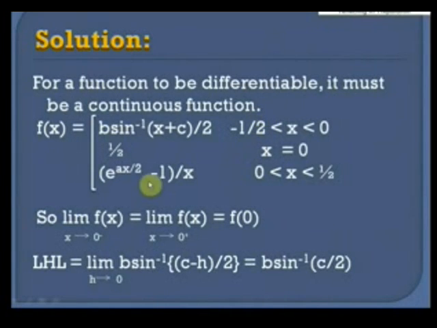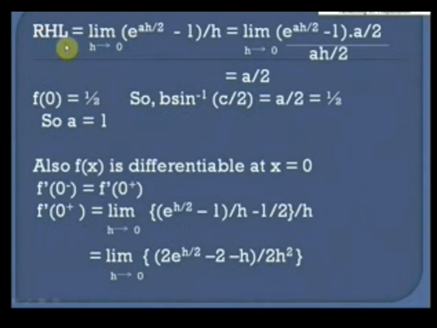This is the expression for f(x). Now first of all, this function should be continuous. So the left hand limit at the point x = 0 should be equal to the right hand limit, which is equal to f(0). Now the left hand limit is equal to the limit of b sin inverse of (c - h)/2, h tending to 0, and when we put h = 0 we get b sin inverse of c/2. Now the right hand limit is equal to the limit of (e^(ah/2) - 1) divided by h, h tending to 0.